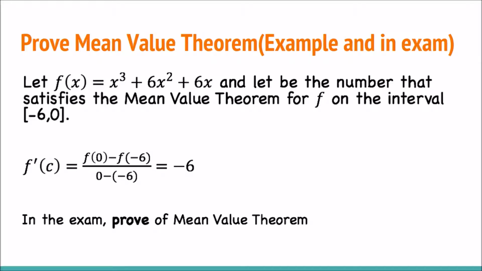When we take f of 0, subtract by f of -6, and divide by 0 subtracted by -6, we get -6.